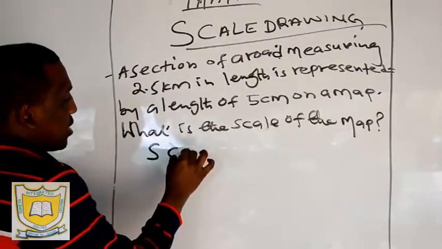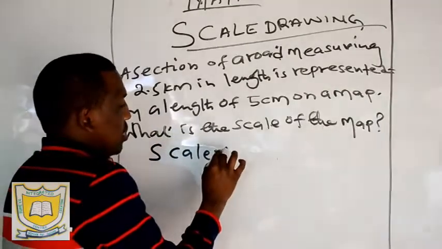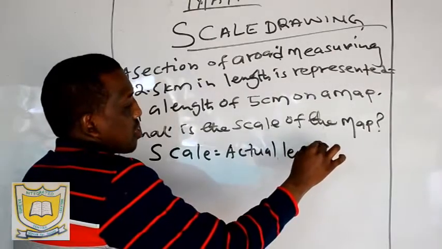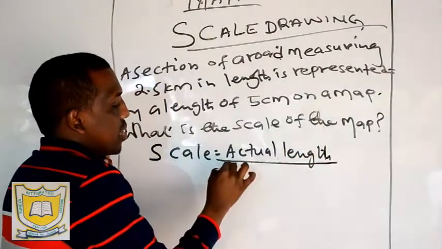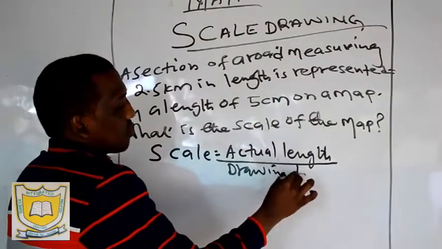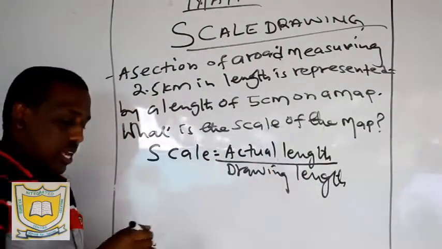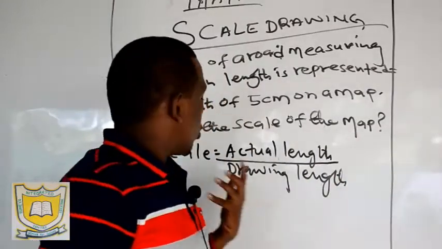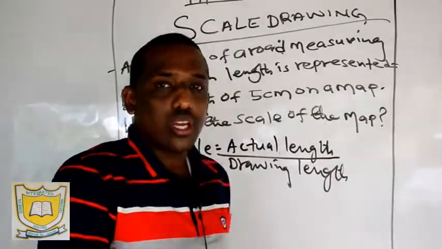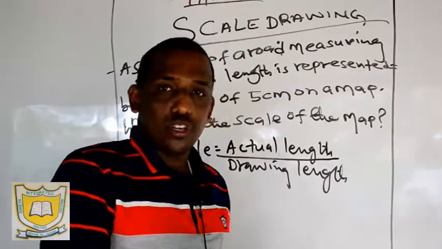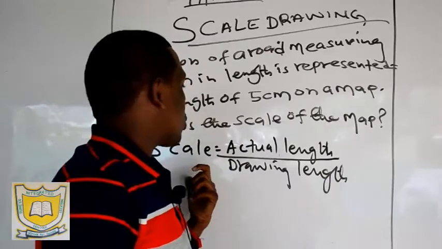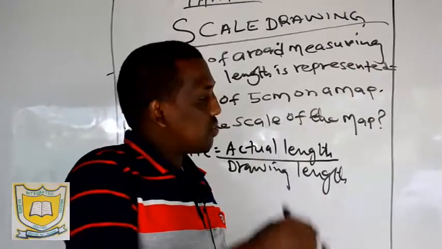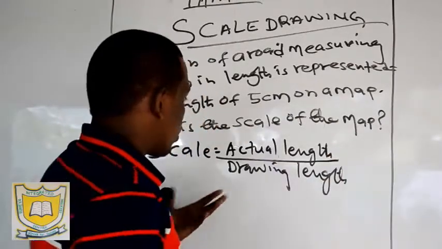So how do you get the scale? Scale is equal to actual length over the drawing length. Whenever you are given an area, you use the actual area over the drawing area. So scale is equal to actual length over drawing length, and the scale is mostly given in the ratio of 1 to something. That's how we find it.